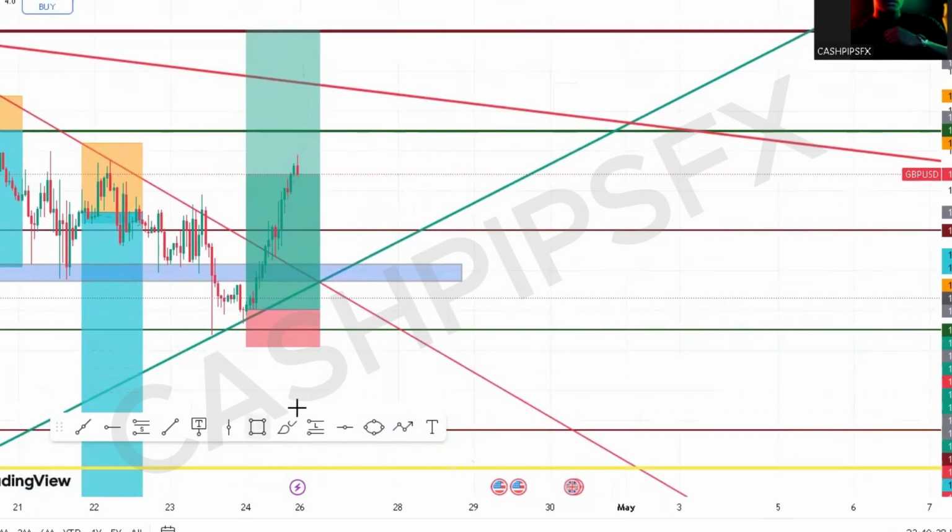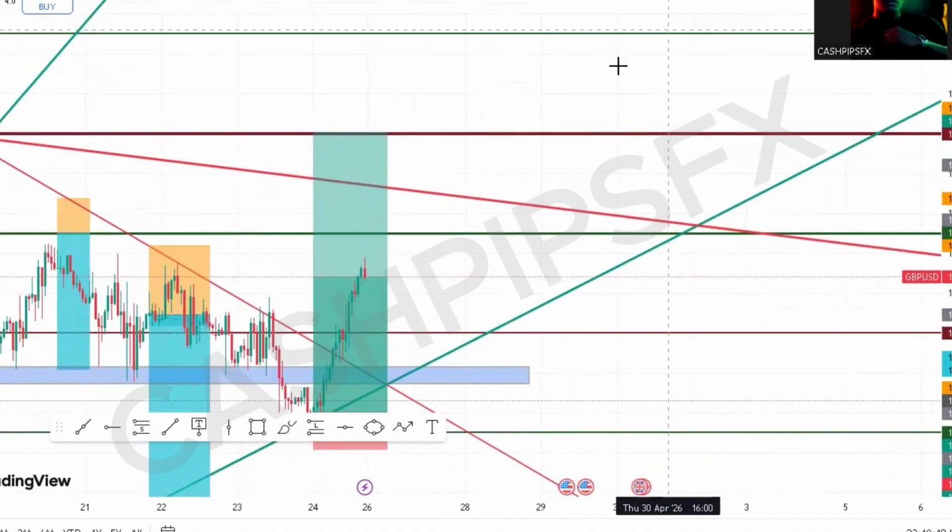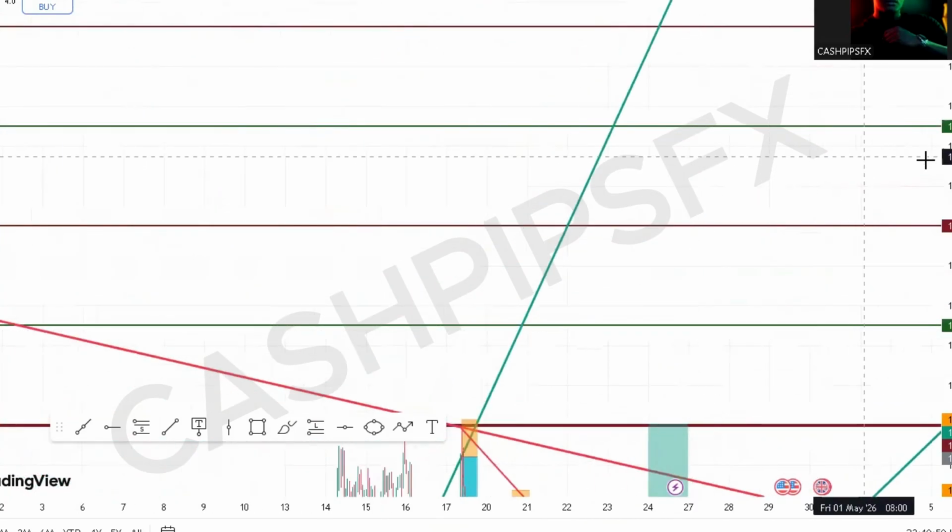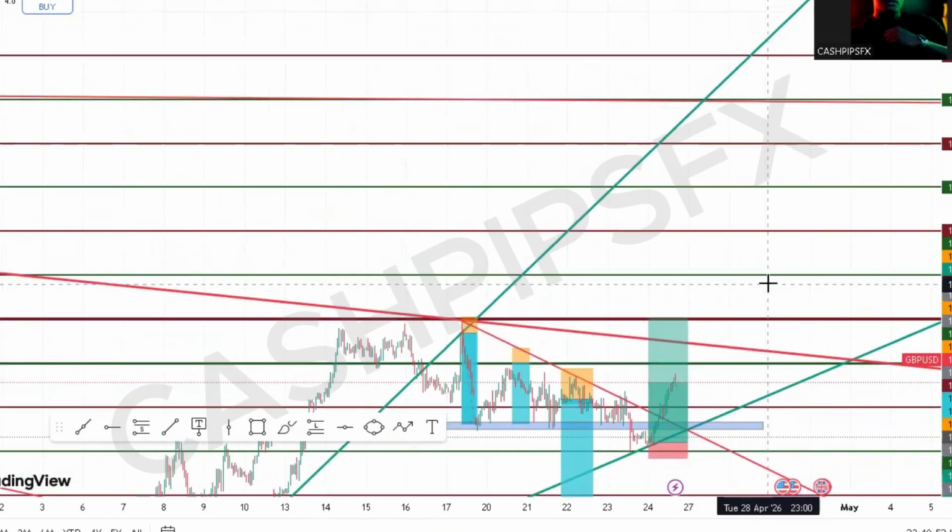Or it could come and trade to this level and then retest this trend line, giving us a third touch on this trend line, and then we push to the upside for GBP-USD. So whatever comes, we are ready for it.